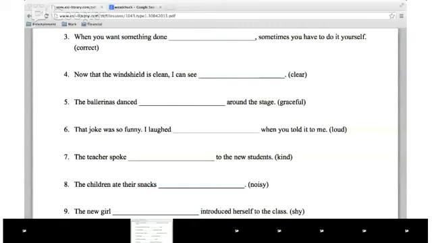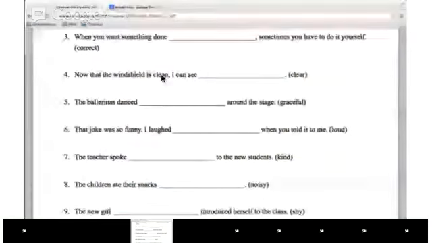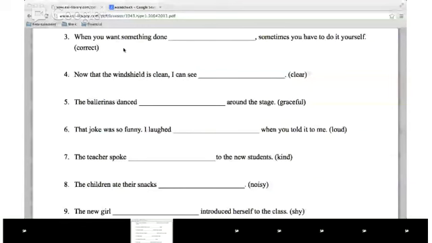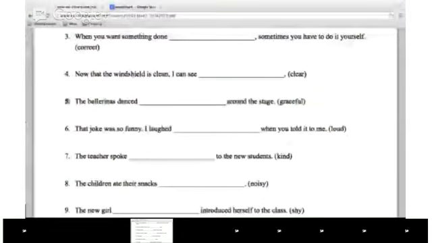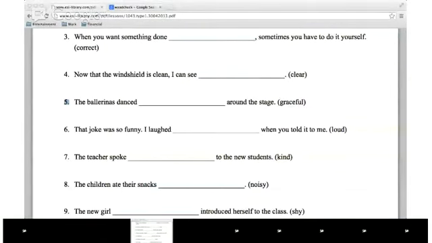All right, how about number 4? Number 4 is for Jane. Now the windshield is clean. I can see clearly. Yeah, I can see clearly. Excellent. Clearly. Number 5 is for Halwani.